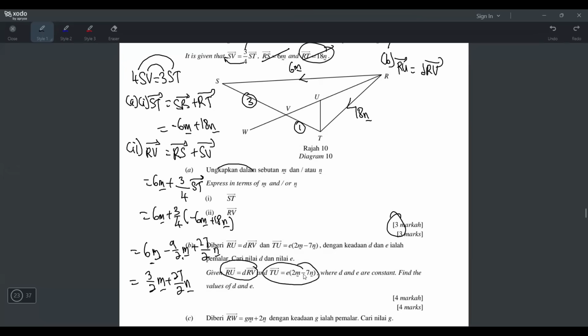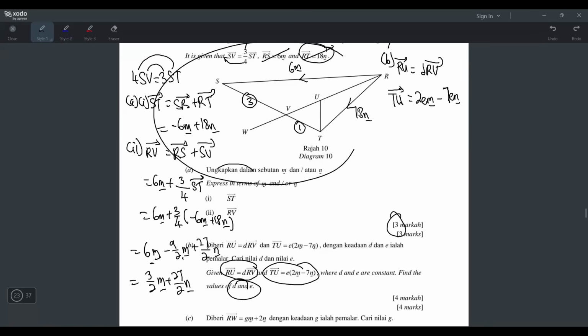And then TU, they give us something like this, where d and e are constants. Find the values of d and e. Okay, so let's write down the TU vector, which is e, this one, right? Okay, if I am you, I'll just expand it. So 2em minus 7en, right? Okay, they want to find the values of d and e. It means you want your equation to have d and e in one equation. In vector, if they ask you to find d and e, it means they want d and e in one equation. All right, so how can we make d and e in one equation?